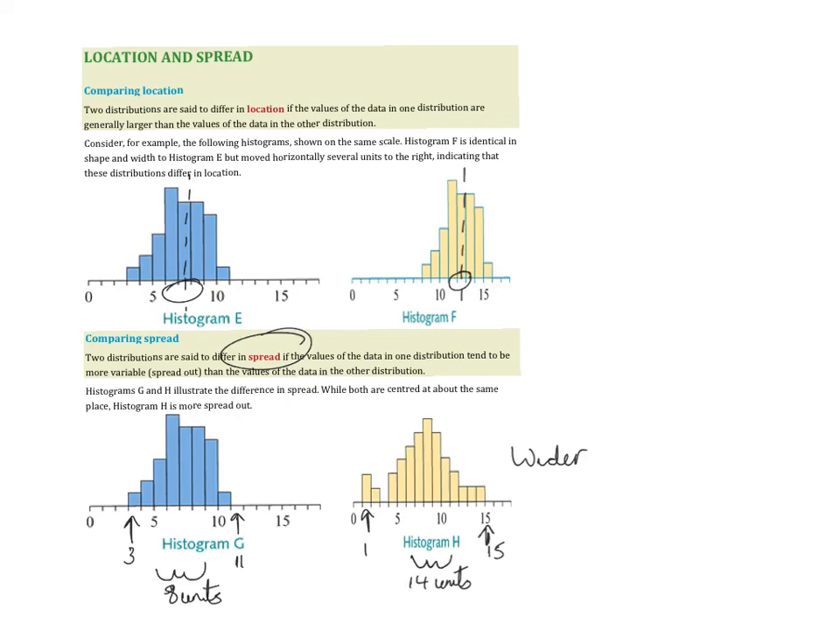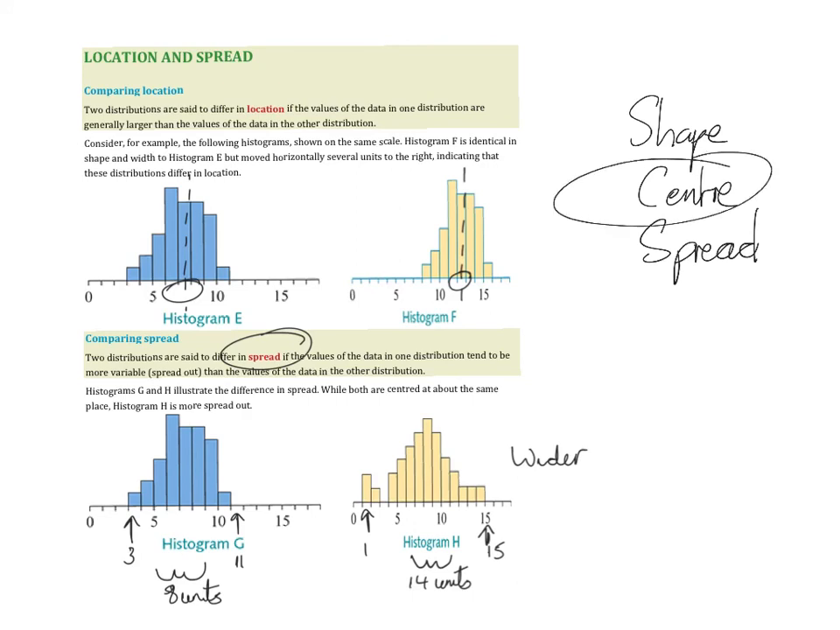So shape, centre and spread, they are the three things that we must include when we are describing our histogram. Centre can also be mean, median or mode. So we can include that in our information or our description.